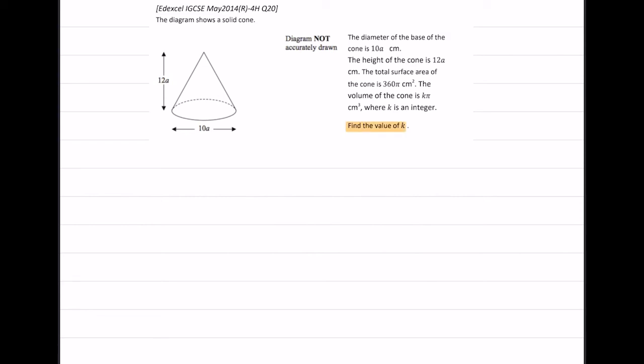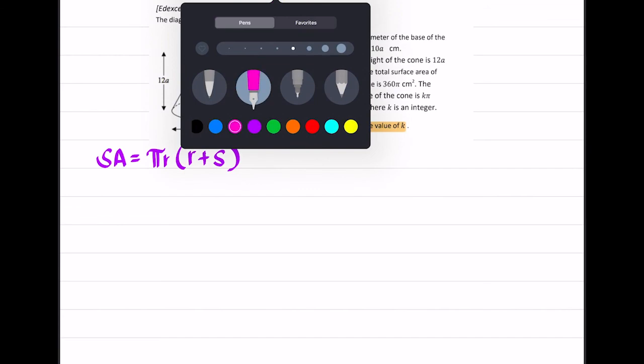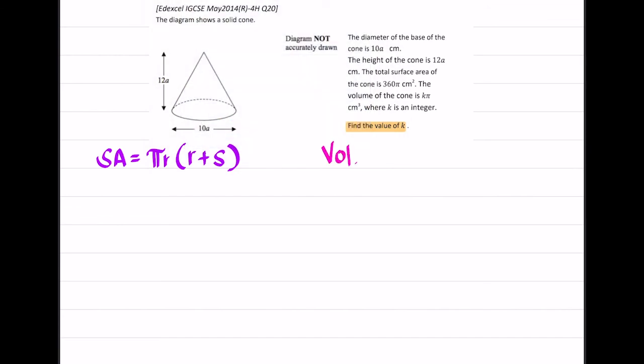Alright, so in this question, we are working with surface area and volume of a cone. So if we look at our surface area of a cone, that is equal to pi r times r plus s, and s is the slant height. To determine the slant height, we're going to have to use Pythagoras. We also have the volume of a cone, and the volume of a cone is equal to a third pi r squared times h. So we have the surface area being 360 pi, we have the volume being k pi.